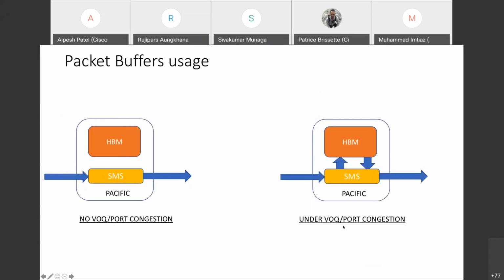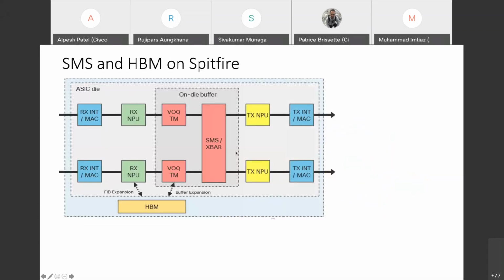When these VOQs or ports are under congestion, then these VOQs are migrated to HBM. We'll talk in detail about that, but what happens is those VOQs are migrated there. Now, what's the reason? One, SMS has a very limited size. It's about 36 megabytes, if I'm not mistaken. HBM is 8 gig, a lot of space compared to SMS. So once you have congestion, it means that you need more VOQs, and then those VOQs get migrated to HBM.